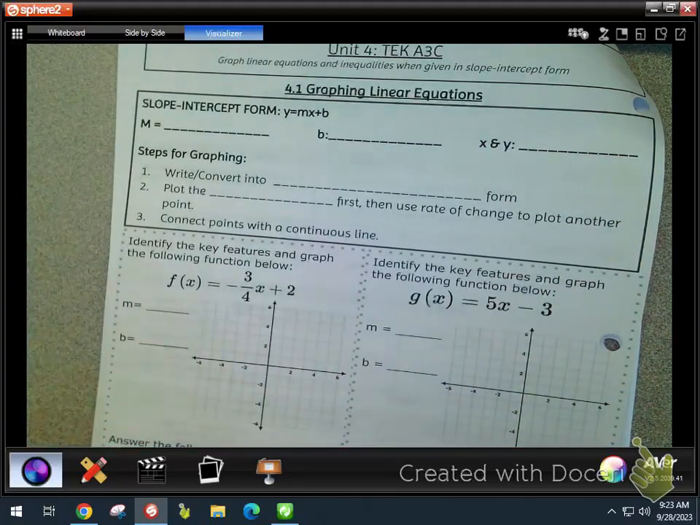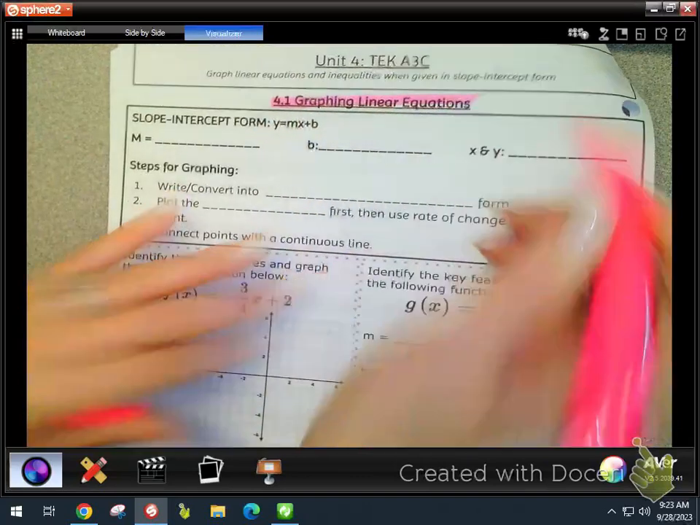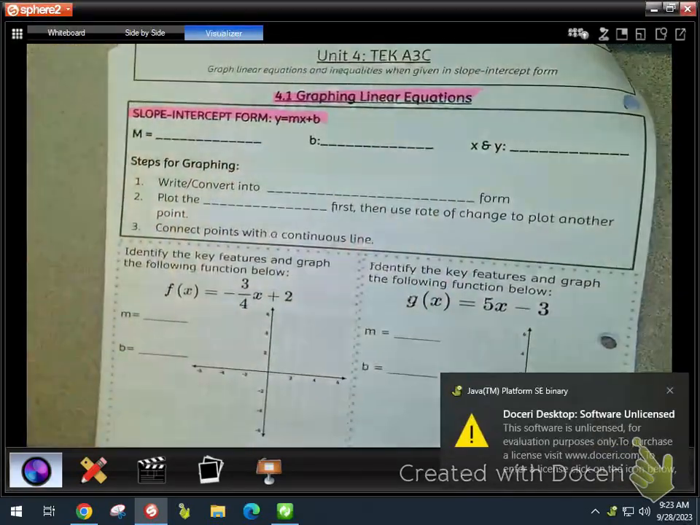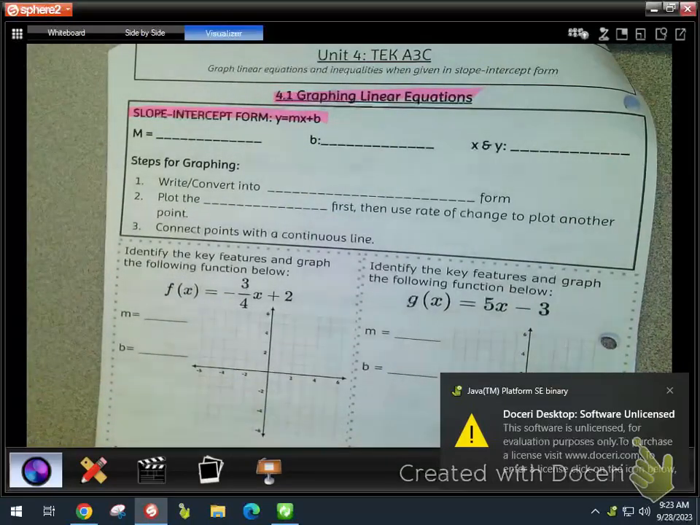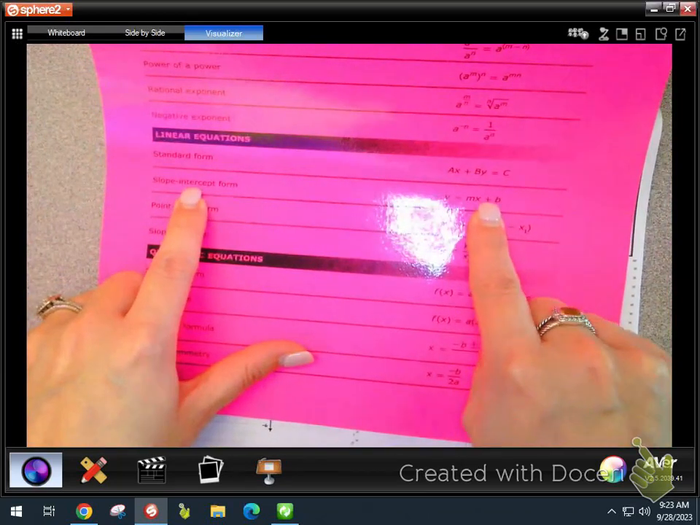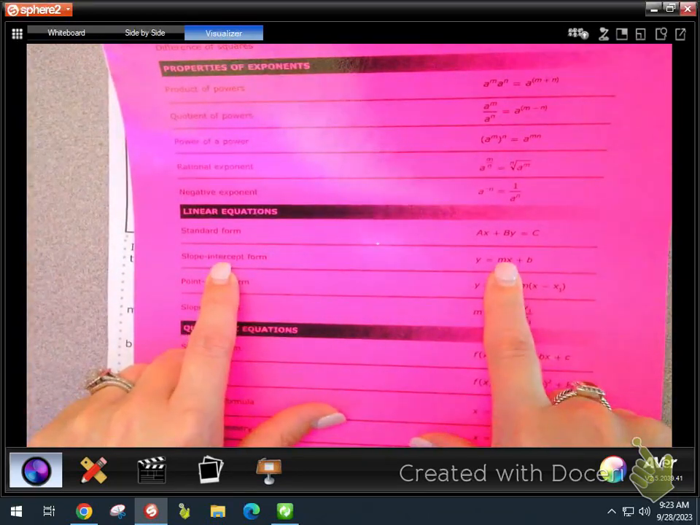Okay, so our main focus for our first 2 days is going to be graphing equations and inequalities. Today our focus is on graphing. So we're graphing linear equations, and today all of our linear equations are going to be in slope-intercept form, which we have seen and talked about. We know where slope-intercept form is on our formula chart. Right here: y equals mx plus b. It's one of the most important linear forms that you will learn in Algebra 1.